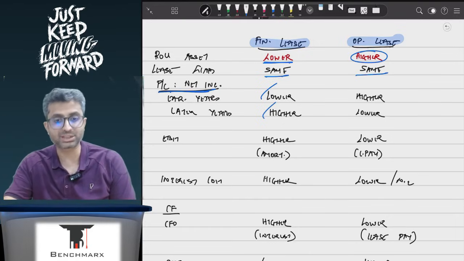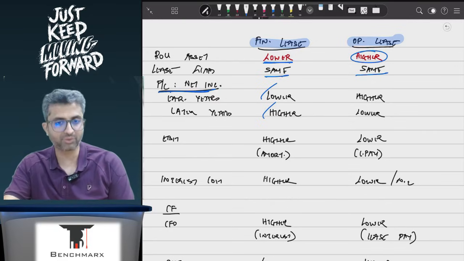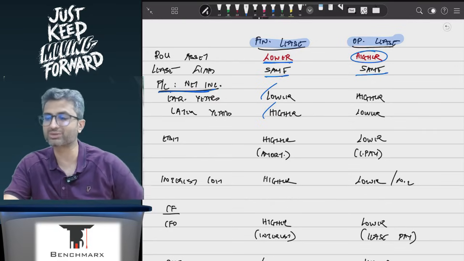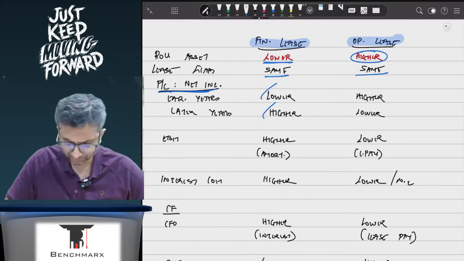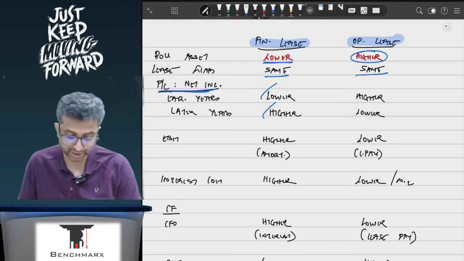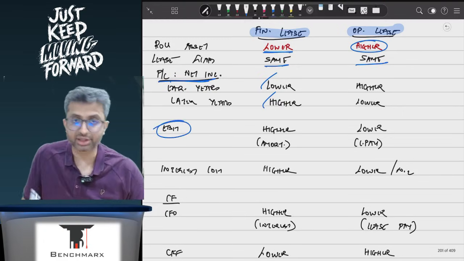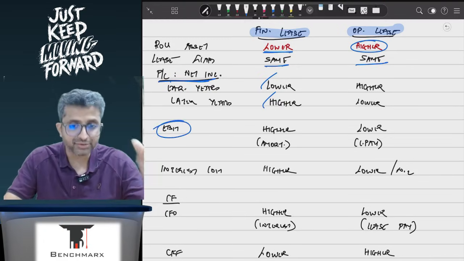Your overall expense under finance lease becomes lower because your interest falls. Depreciation, even if it is the same, interest falls, so expense is lower, which means profit becomes higher. Opposite is for operating lease. EBIT is very interesting. See, impact on net profit is different, EBIT is different.